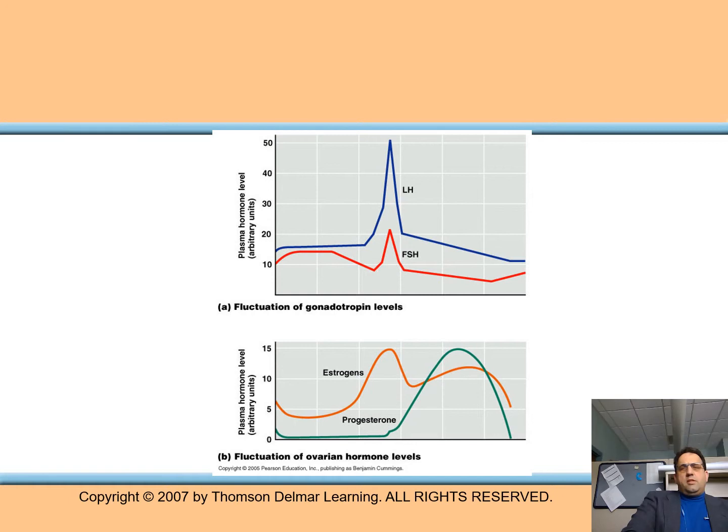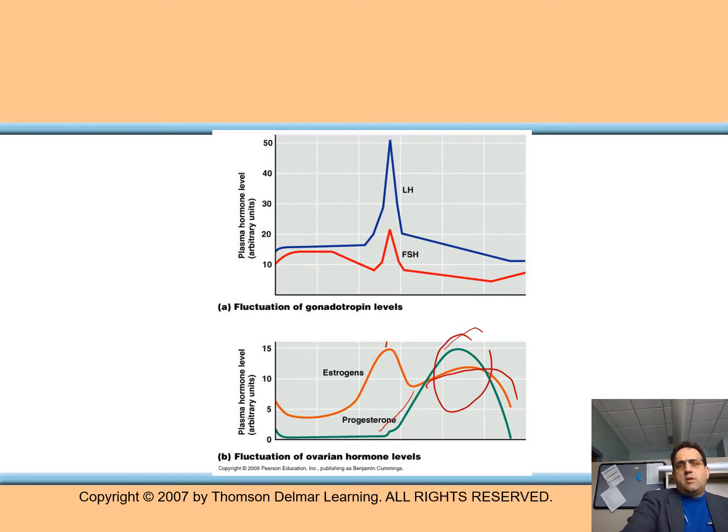So gonadotropin levels, the follicle stimulating hormone and the luteinizing hormone, will stay relatively flat and then spike, leading to ovulation in response to estrogen levels rising here. And the follicle stimulating hormone and luteinizing hormone will then cause progesterone levels to rise as the estrogen levels start to fall. And you can see the estrogen levels make a little bit of a comeback.